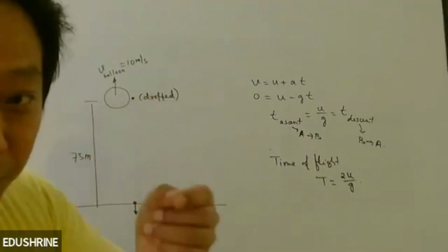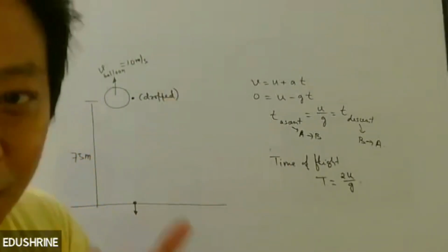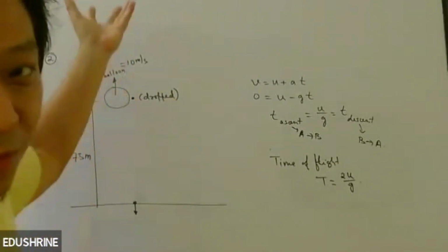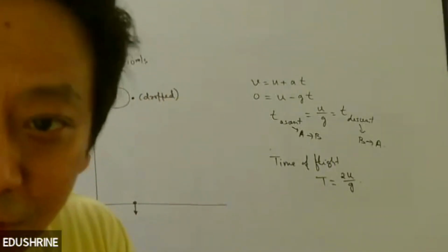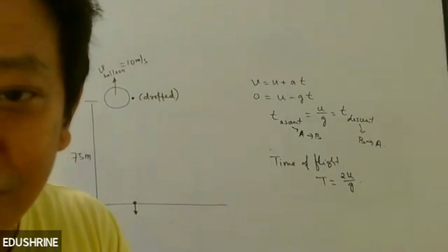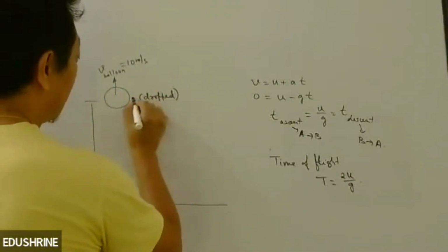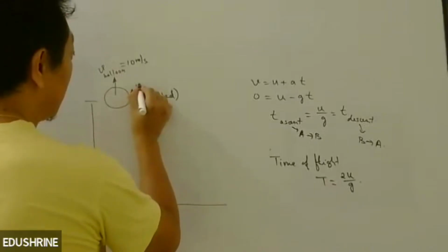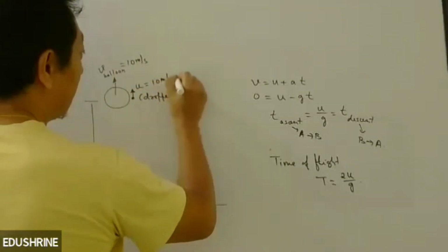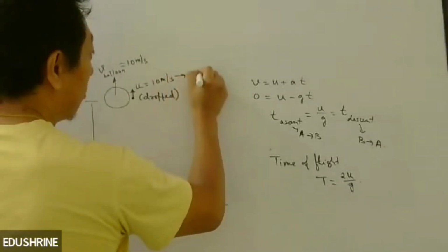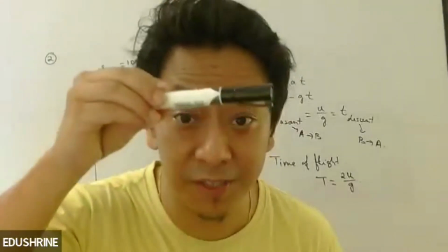When the stone was dropped, just before dropping, where was it? In the balloon. What was the balloon doing? It was moving up with constant velocity. So the stone was also moving up with constant velocity. So at that moment when you drop the stone, its initial velocity will be 10 only. This part is very important because it was not dropped from rest.